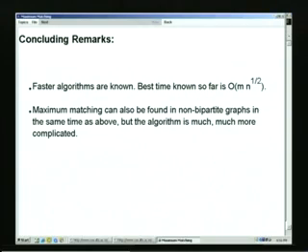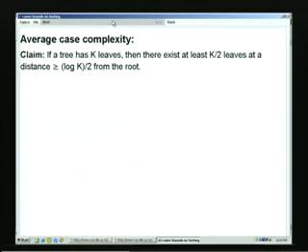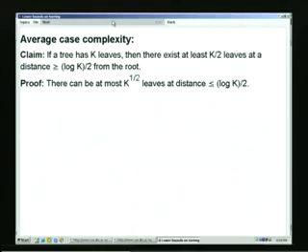And in fact, we can define this problem for non-bipartite graphs. That also turns out to be useful very often. And as it turns out, similar bounds can be found for the non-bipartite case. So maximum matching can also be found in non-bipartite graphs, in the same time as above, but the algorithm is much more complicated. And I will stop here.